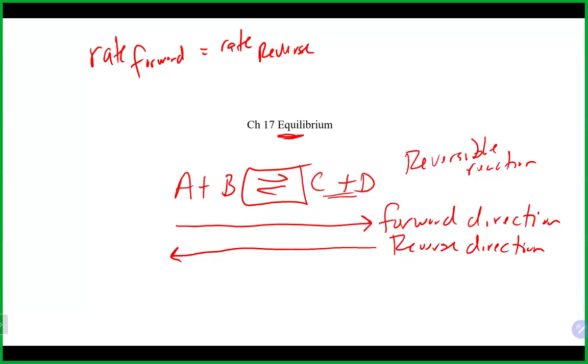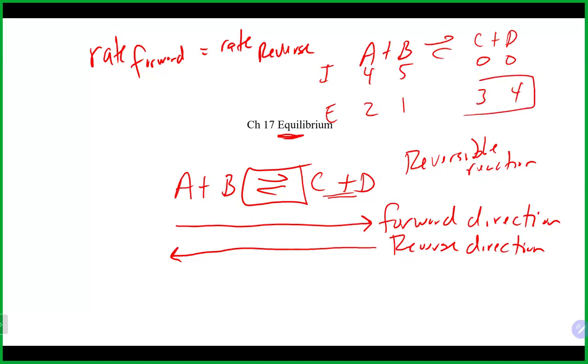So again, for example, here, if we had a reaction where we started initially with 4 of this guy and 5 of this guy and none of these guys, and we eventually reach equilibrium, maybe we got 2 of this guy, 1 of this guy, 3 and 4 of these guys. What will happen once they hit equilibrium is they're just going to maintain where they're at and none of those numbers are going to change.